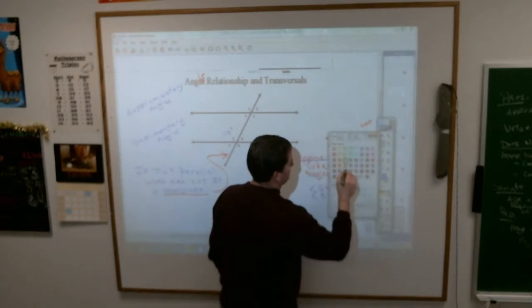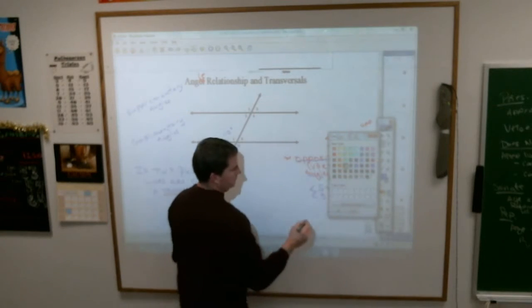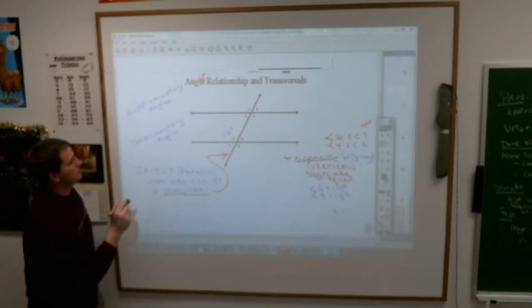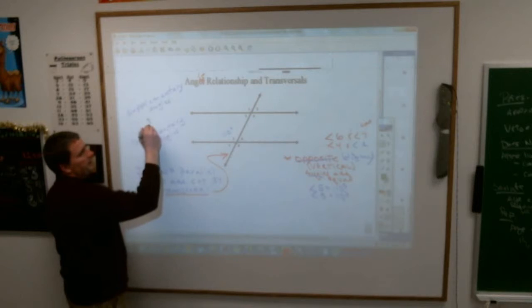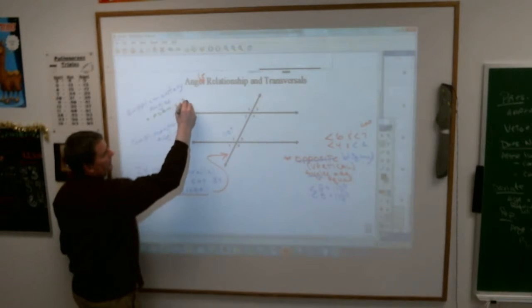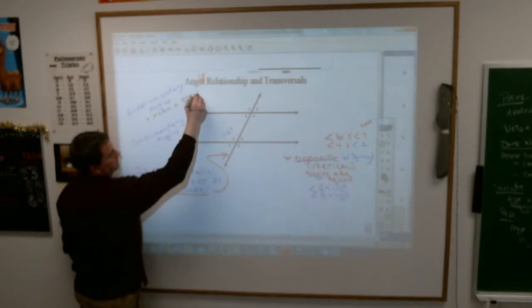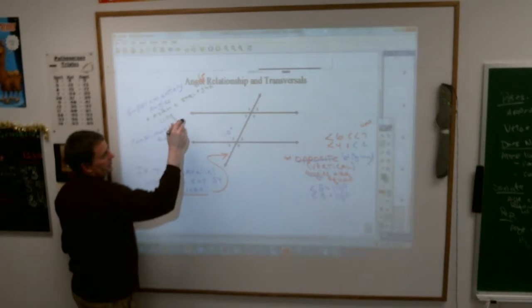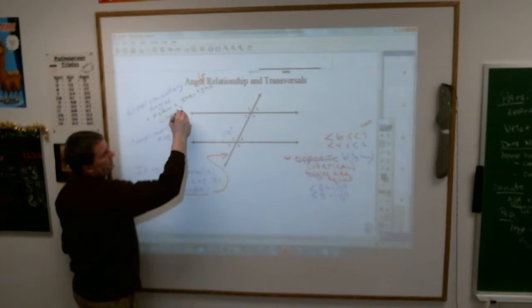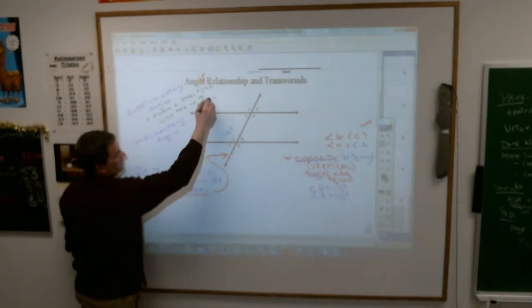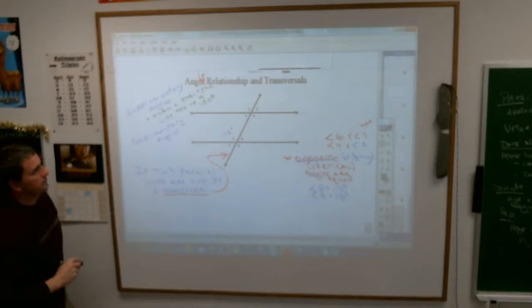Supplementary angles, they add up to 180 degrees. Exactly. Supplementary angles form a straight line, which means a straight line is 180 degrees, so they have to add up to 180 degrees.